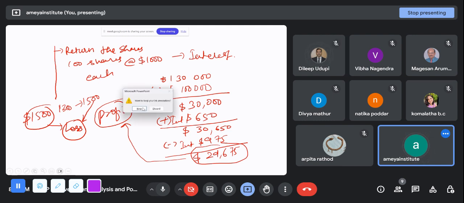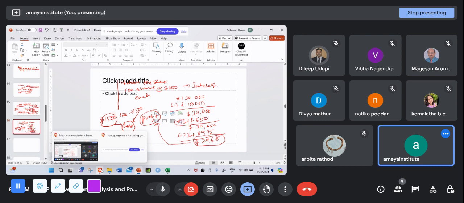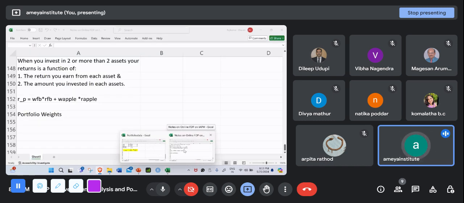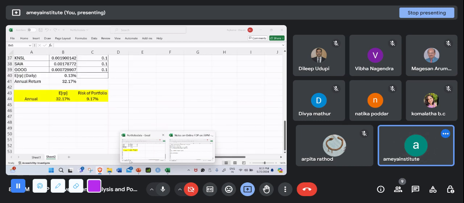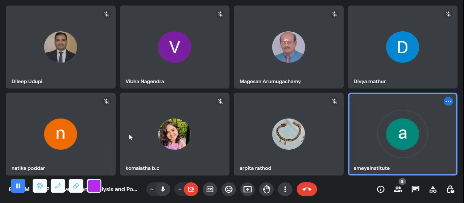Yes. Yeah. Any doubts here till now? So we have discussed here the shorting process which was pending from my side. Any query here?